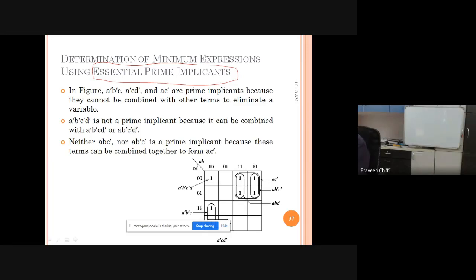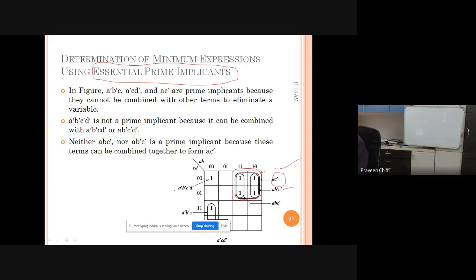Now you can see here. Here we have formed two pairs. This is one pair, this is another pair. Corresponding to this, we got the implicant A B C bar. Corresponding to this, we got the implicant A B bar C bar. But these two pairs are not required because we can combine them into one bigger group, and we get A C bar. So A C bar is the essential prime implicant, whereas all the three are called prime implicants. I hope the difference between essential prime implicants and prime implicants is clear.